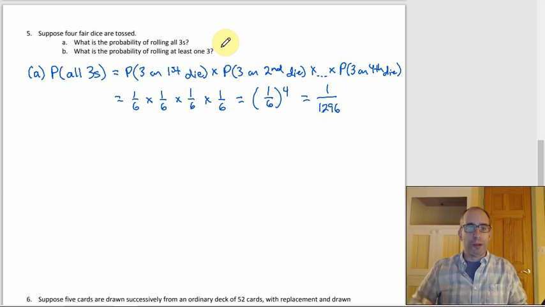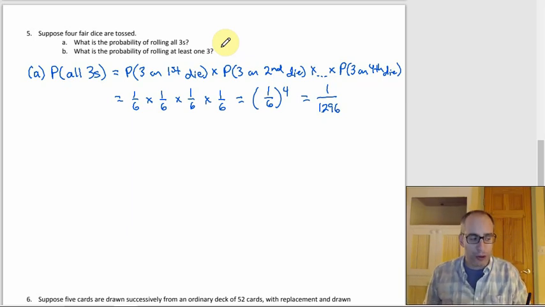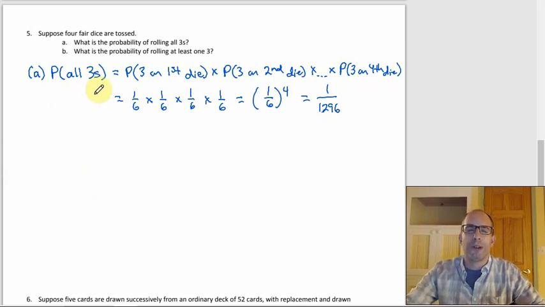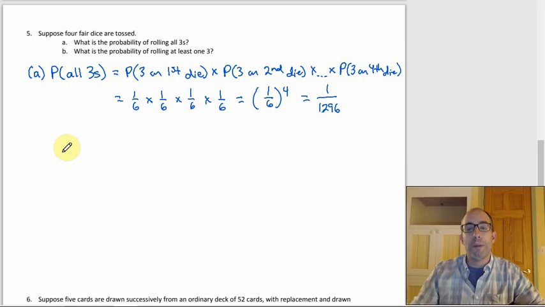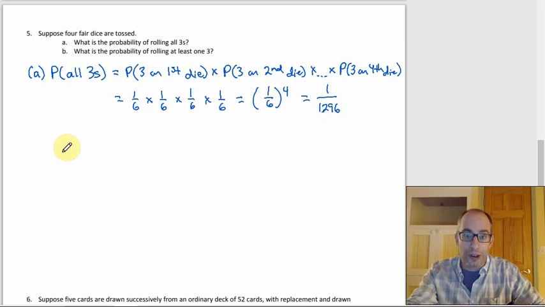Because the probability of rolling at least 1 3, if you do that one directly, it's really, really long. Because then you'd have to get the probability of rolling exactly 1, plus the probability of rolling exactly 2, plus the probability of rolling exactly 3. I guess you don't need the probability of rolling exactly 4, because that's what we just got, right? That's part A. But you'd have to add all those together, and not to mention, you have to worry about ordering.